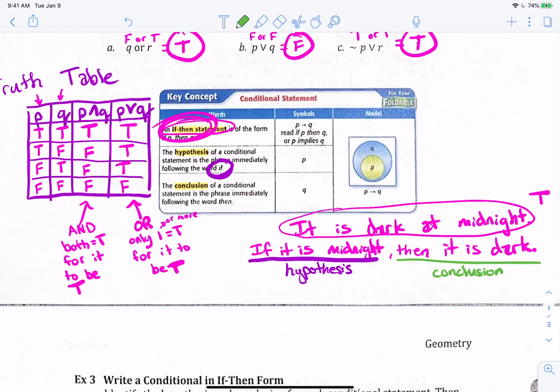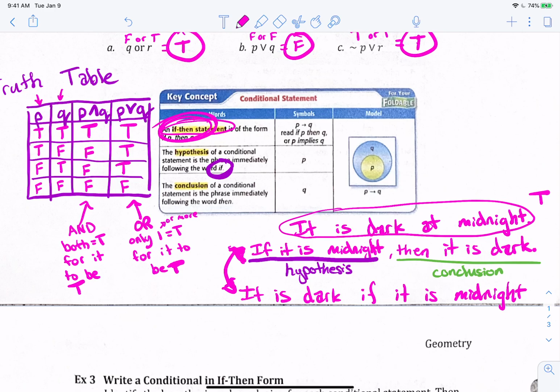Now, I'm going to clear up some misconceptions here. This is what geometry kids commonly think. If I take that and write it in the reverse way, it is dark if it is midnight. So these two things are basically saying the same thing.